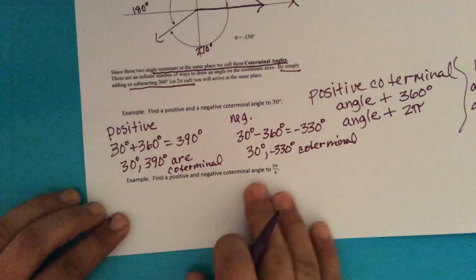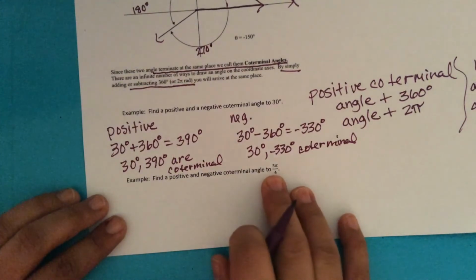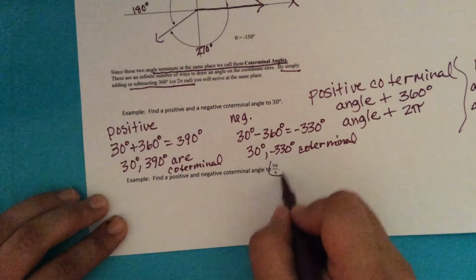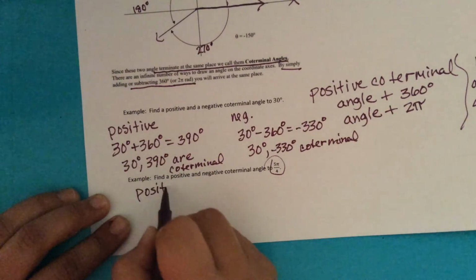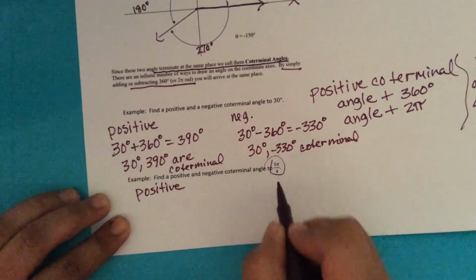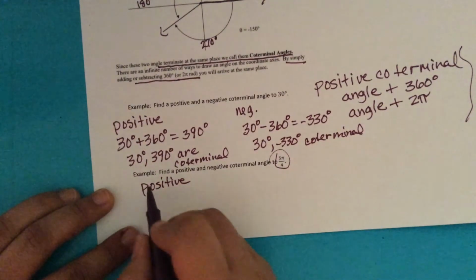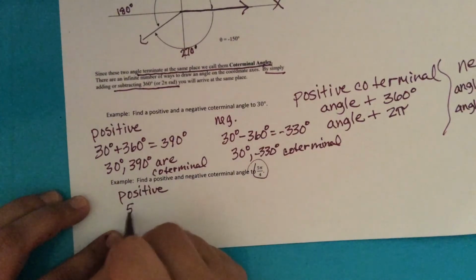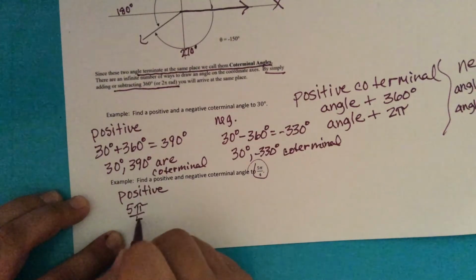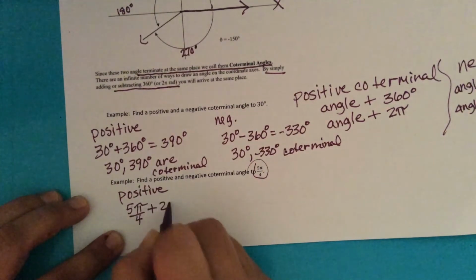Okay, now what if you have an angle in terms of radians? So if we want a positive coterminal angle to 5 pi over 4, you're going to do the angle plus 2 pi. So you're going to do 5 pi over 4 plus 2 pi.